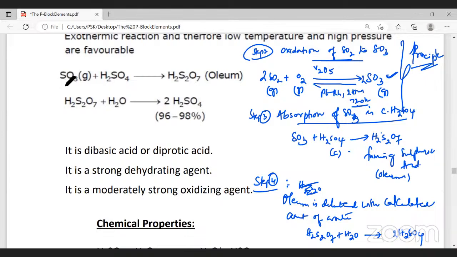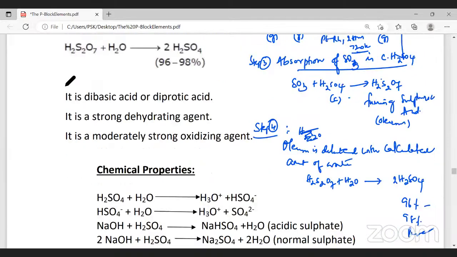The physical properties of sulfuric acid. Pure sulfuric acid is highly viscous. It's a syrup-type liquid, and it's highly corrosive in nature. It produces burns on the skin. If it falls on the skin, it forms burns.